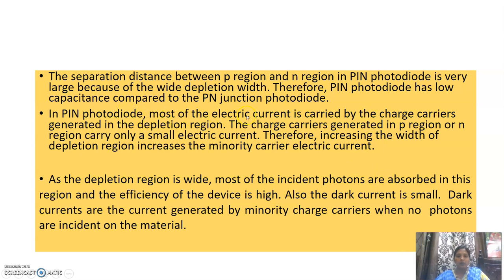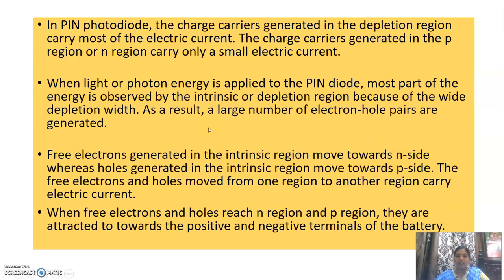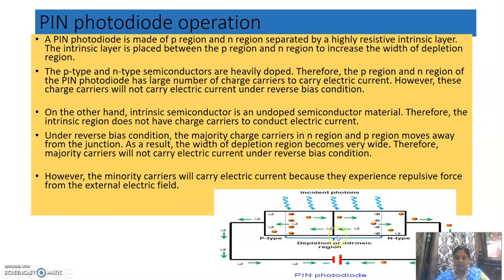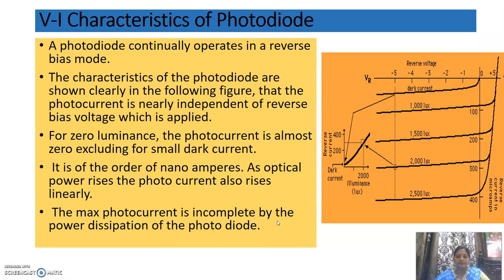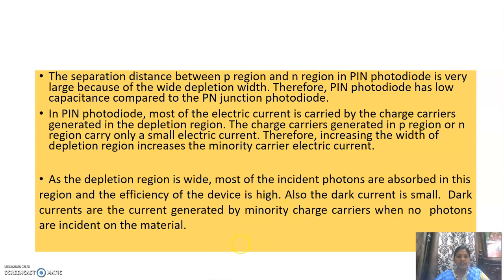In a PIN photodiode, most of the electrical current is carried by charge carriers generated in the depletion region only. In the diagram we have seen that only the charge carriers produced in the depletion region give us a current in our external circuit. As the depletion region is wide, most of the incident photons are absorbed in the region and the efficiency of the device is high. Now we have a dark current. When no photon is incident, whatever current we get is called the dark current, which is very small and is created due to the minority charge carriers.